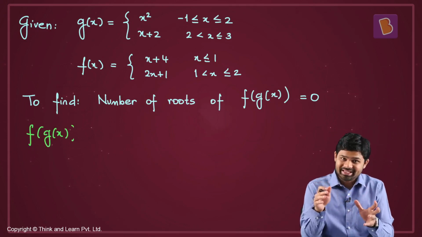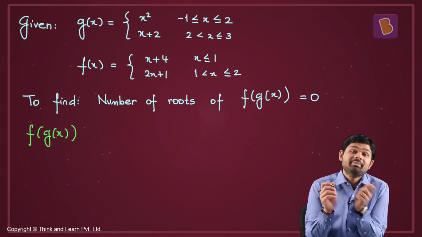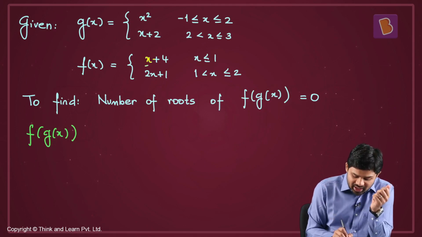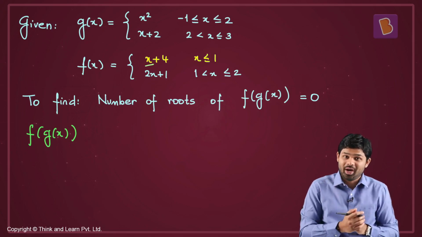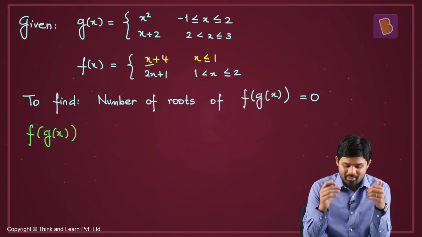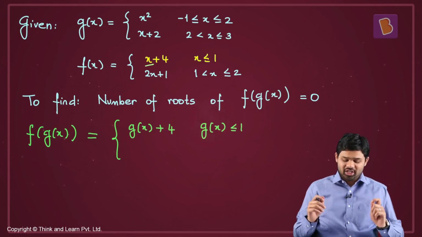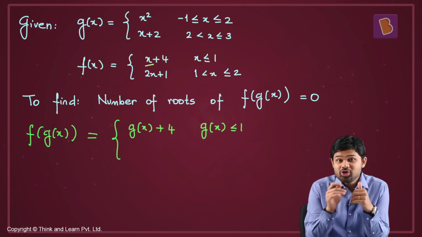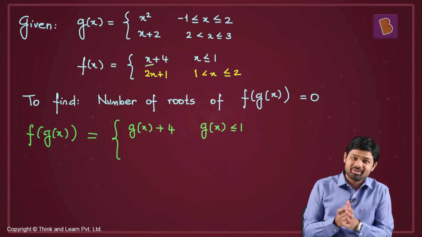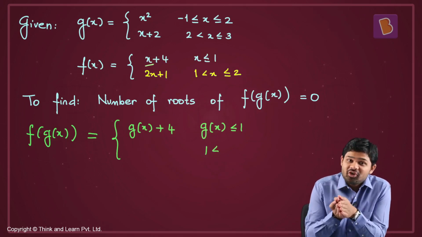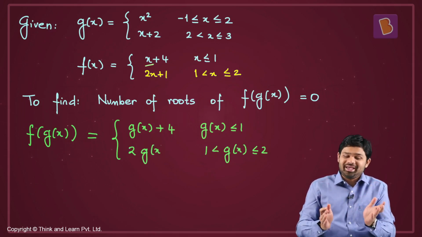So f of g of x would be nothing but wherever there is x in the definition of f of x, you're going to replace it with g of x. So if you see here, f of x is x plus 4 when x is less than or equal to 1. So f of g of x would be equal to g of x plus 4 when g of x is less than or equal to 1, right? And also when x is between 1 and 2, the value of f of x is 2x plus 1, which means when g of x is between 1 and 2, the value of f of g of x would be 2g of x plus 1.